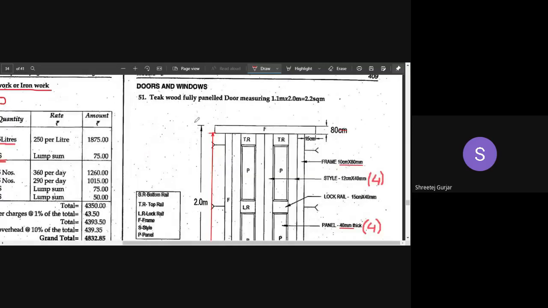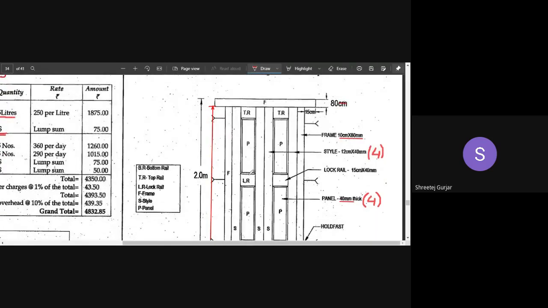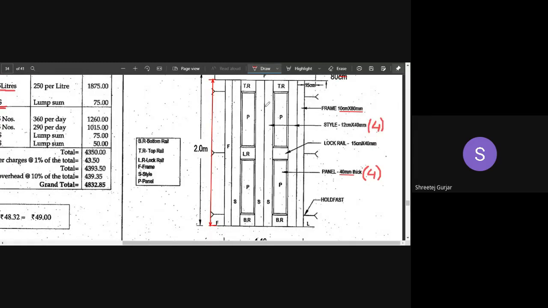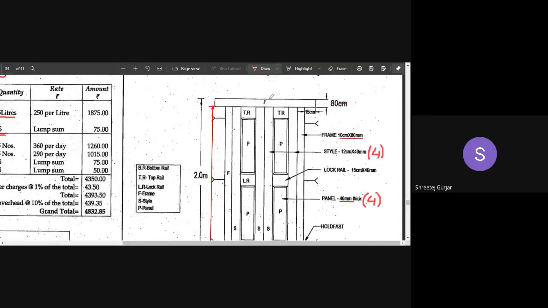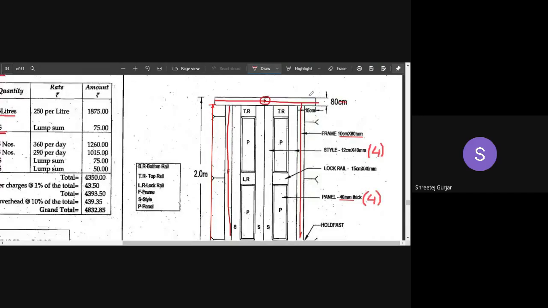The main thing that you have to remember here is the different parts of a door, which we have learned in specifications, right? So I will tell you what the different parts are. The things that are marked F are part of the frame. Here also you can see capital F is written. So this part is also part of your frame. So this is your door frame.